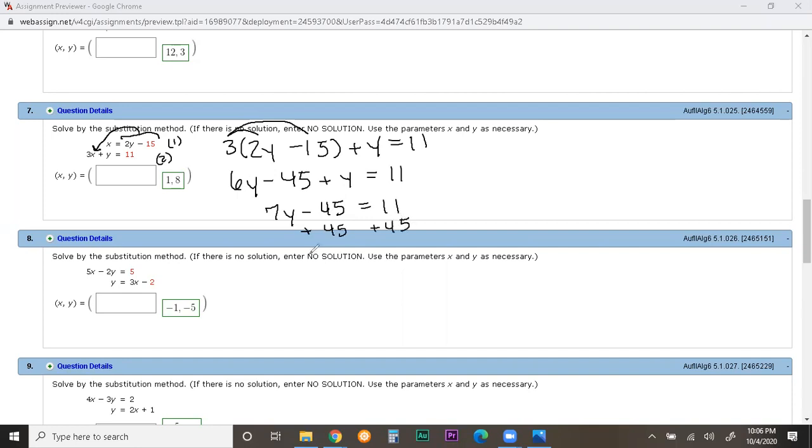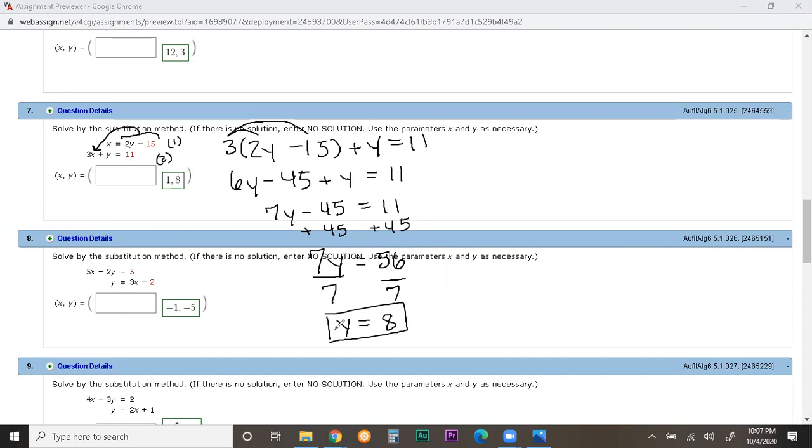Okay? So we have 7y equals 11 plus 45, which is 56. So now we divide both sides by 7 to get y equals 8.